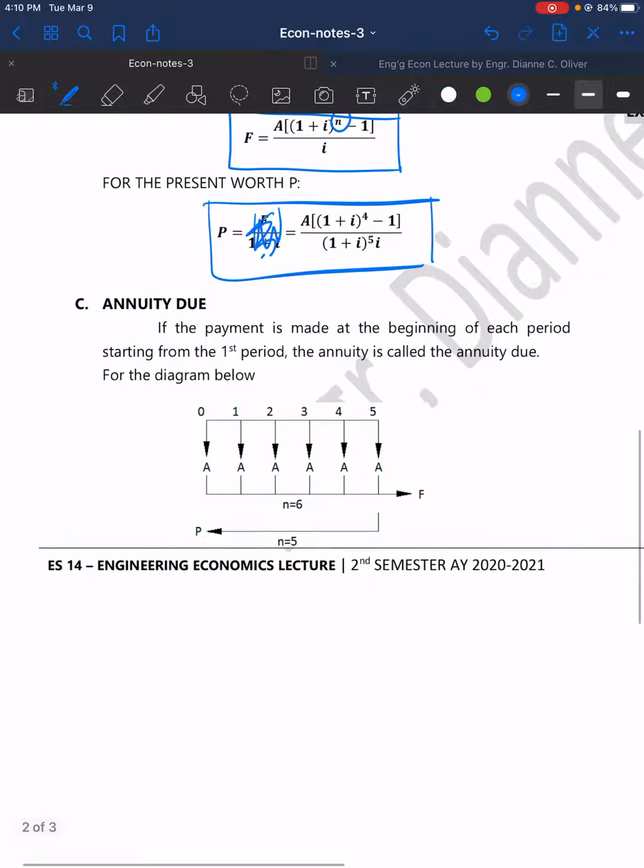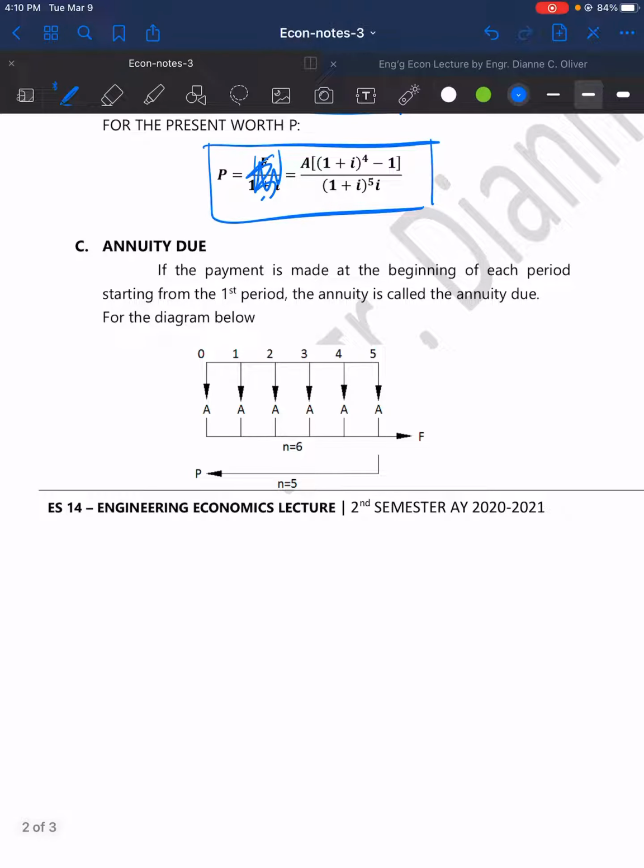Okay, how about the third type of annuity? We have the annuity due. If the payment is made at the beginning of each period, starting from the first period, the annuity is called the annuity due. So notice from the diagram below, we have 5 periods, this is M, but how many payments? If the payment is made at the beginning, we have N is equal to 6.